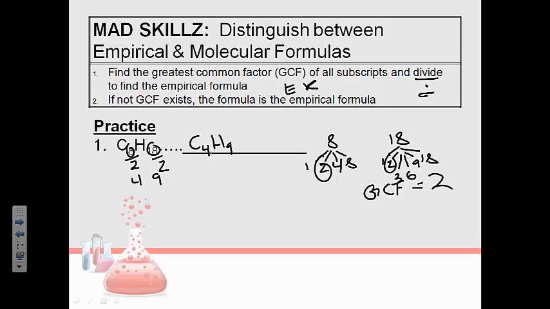And I can check to see, is this reduced? Can I reduce this anymore? 4 and 9? Nothing can go into those except 1. So this is the empirical formula, or abbreviated EF. Let's look at another example.